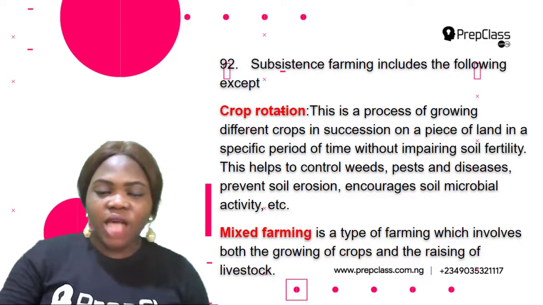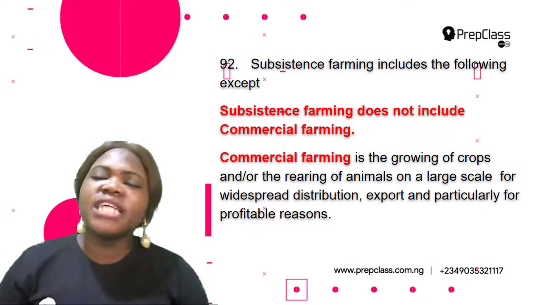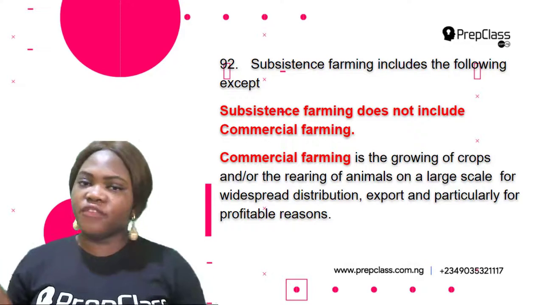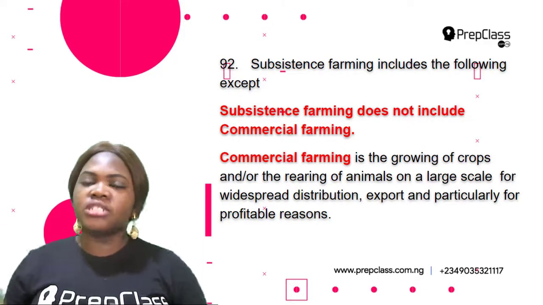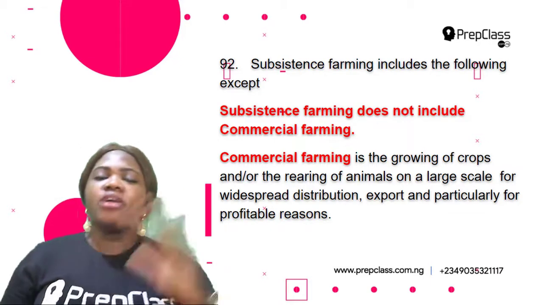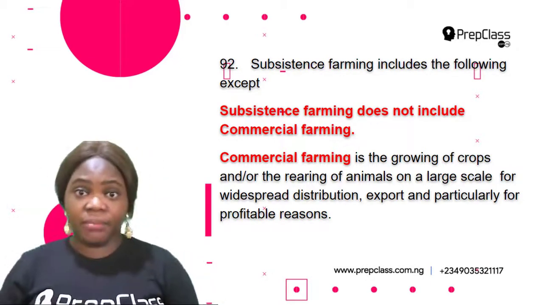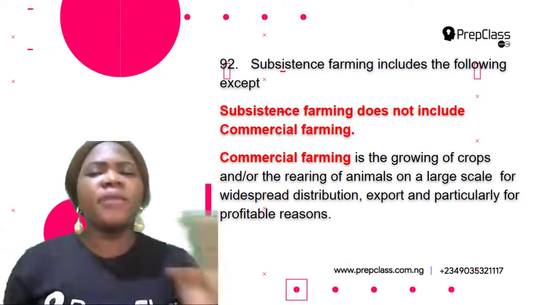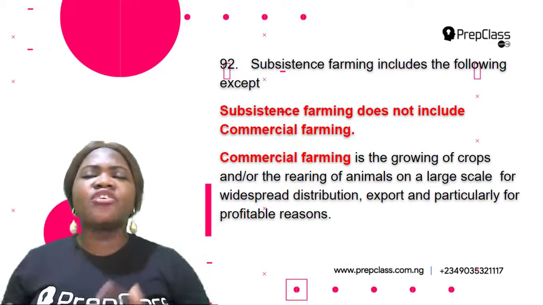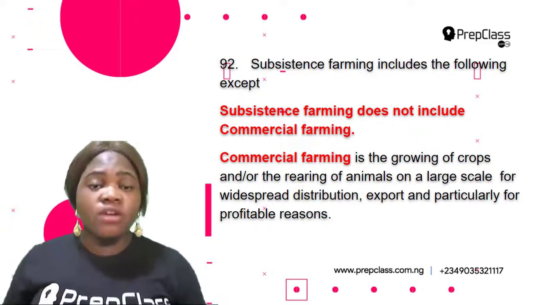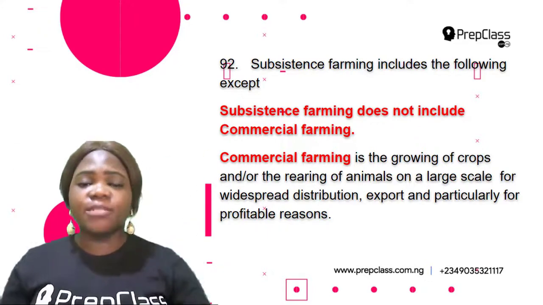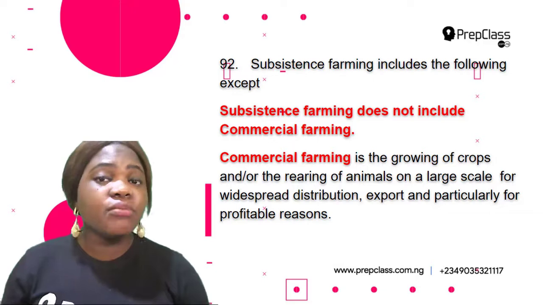But subsistence farming does not include commercial farming. Remember, I told you that the two main types of farming are subsistence farming and commercial farming, right? So they are opposites. Commercial farming is the growing of crops and rearing of animals on a large scale for widespread distribution, export, and particularly for profitable reasons.